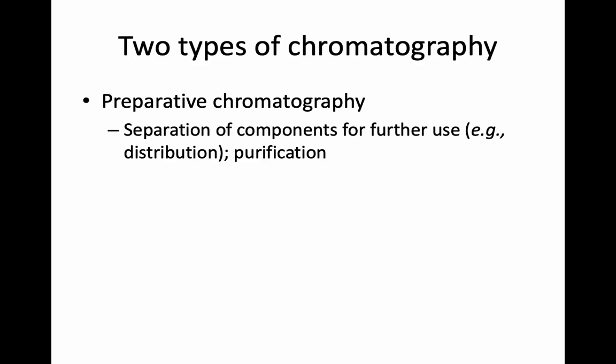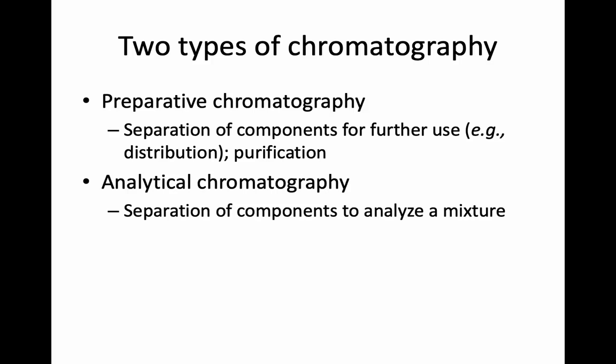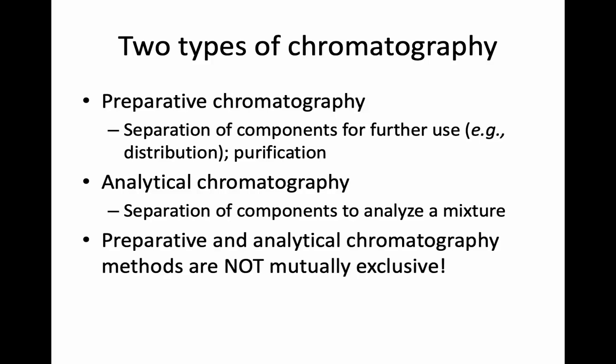There's preparative chromatography, which is basically used to separate molecules from your eluent so that these molecules can be used for downstream processes, as well as analytical chromatography. The analytical chromatography is used basically exclusively for the separation of components to analyze the mixtures, right? What are these mixtures made of? So analytical chromatography does not necessarily lead to a downstream use of the molecules. What is very important is that they're not mutually exclusive, right? We can have processes that allow you to do both.